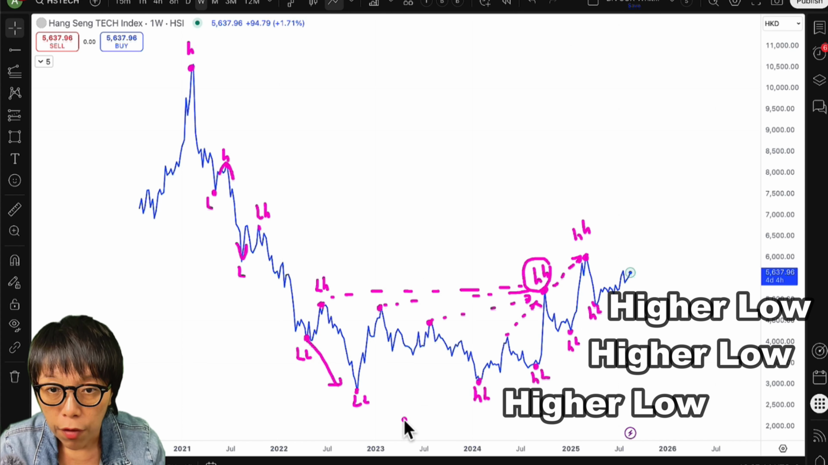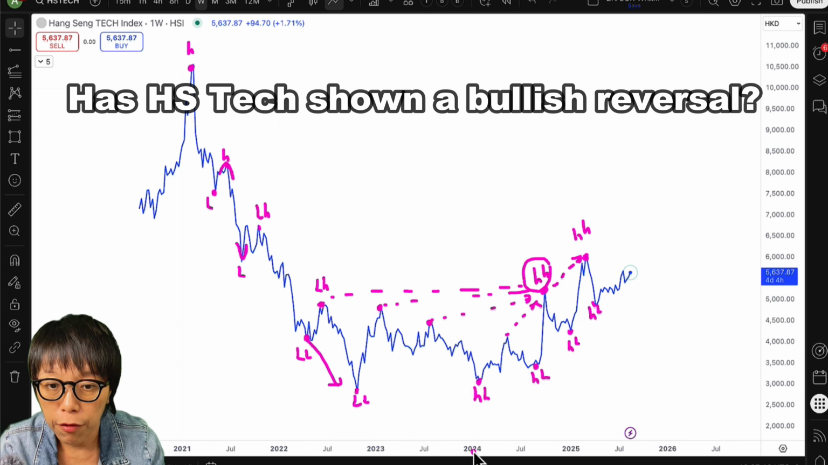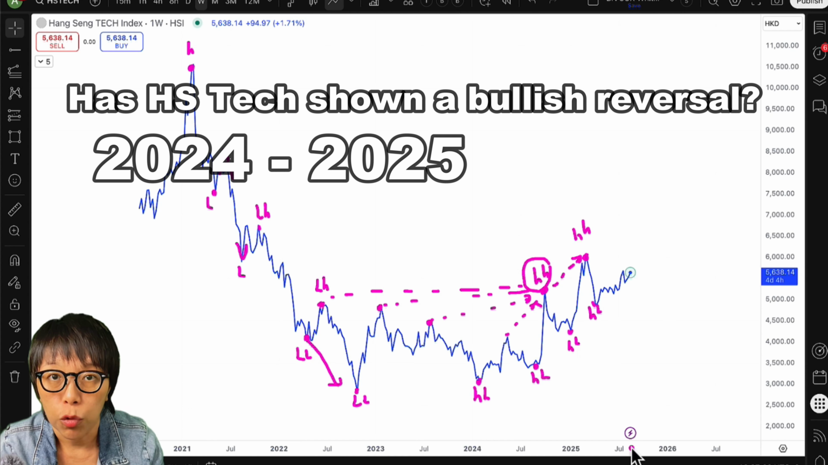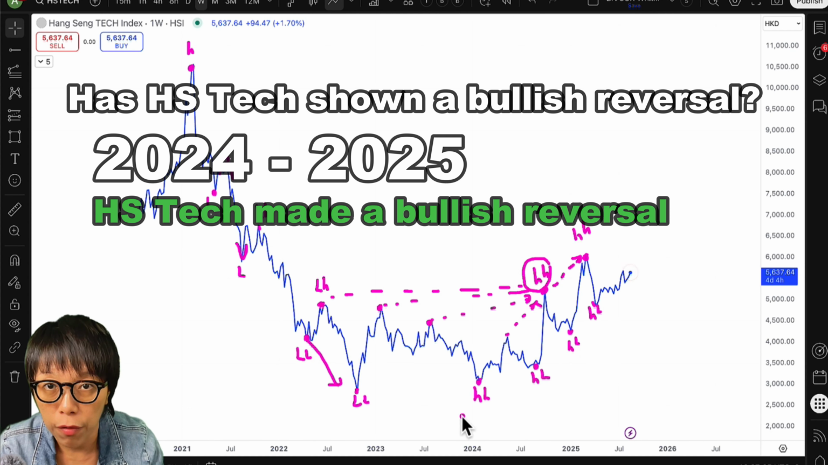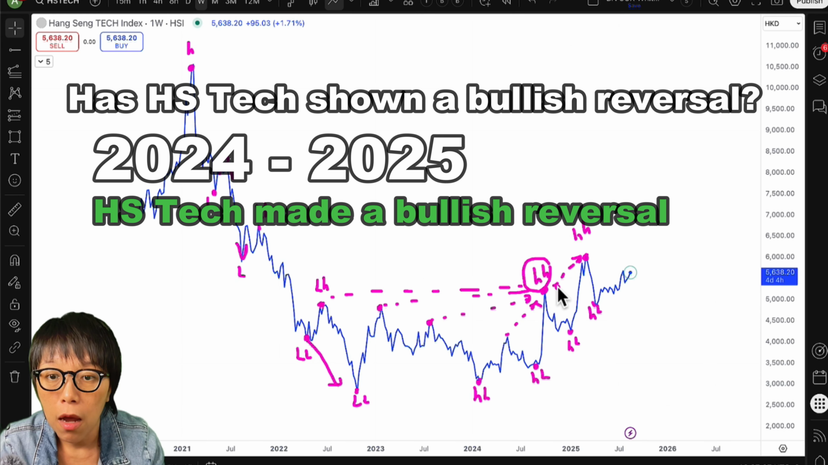Now with this, from the technical point of view, the conclusion is that starting from 2024 and into 2025, Hang Seng Tech has made a bullish reversal. That means it is showing signs of higher highs and higher lows.